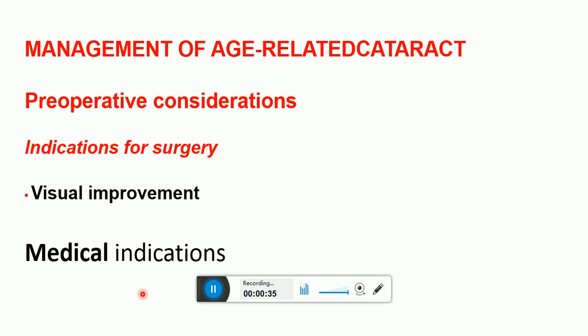Clear lens exchange, which is the replacement of the healthy lens with an artificial implant, is an option for the management of refractive error. So clear lens exchange is only for the refractive error. And there are medical indications, those in which cataract is adversely affecting the health of the eye, like phacolytic and phacomorphic glaucoma. Cataract surgery improves the clarity of the ocular media. It is also required in the context of monitoring or treating fundus pathology.